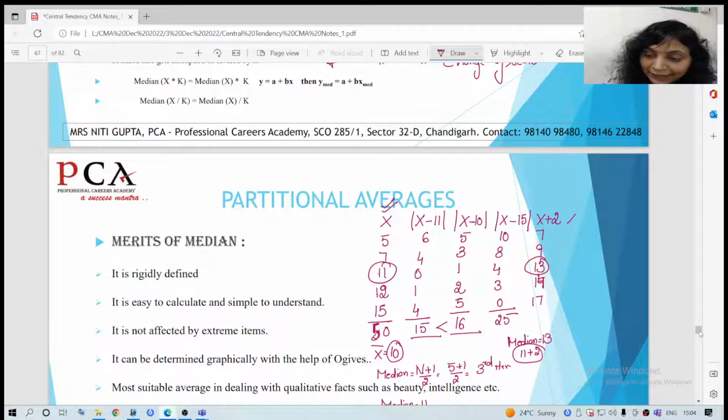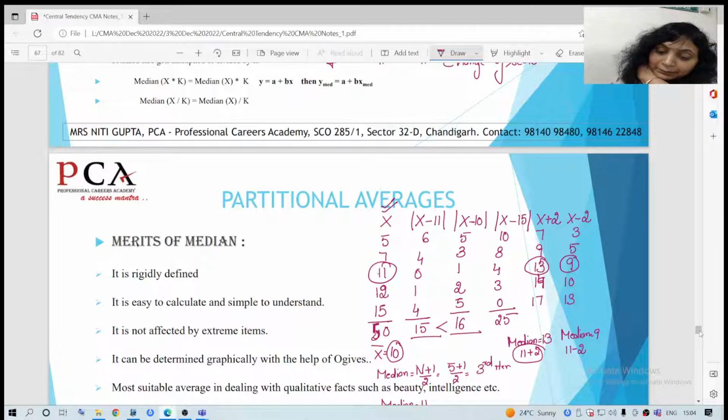If I subtract 2 from all the elements of the series, then it becomes 5 minus 2, 3, 7 minus 2, 5, 11 minus 2, 9, 12 minus 2, 10, 15 minus 2, 13. Again, the position won't change, so my median becomes 9. So again it's the original minus the amount which has been subtracted from all the elements of the series.